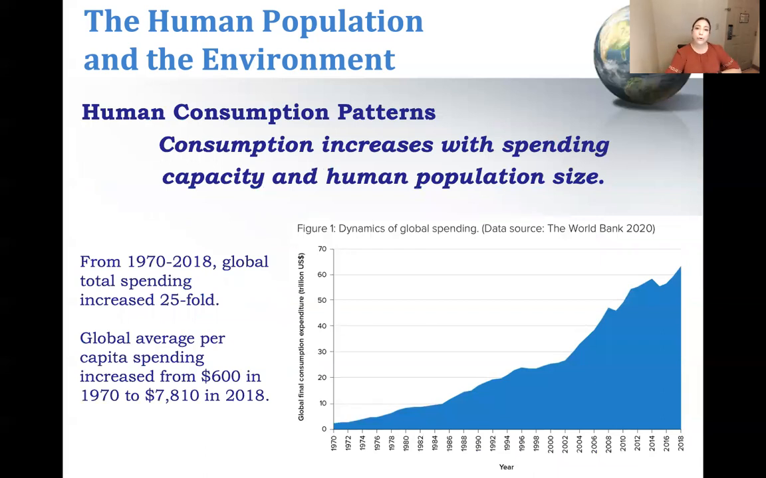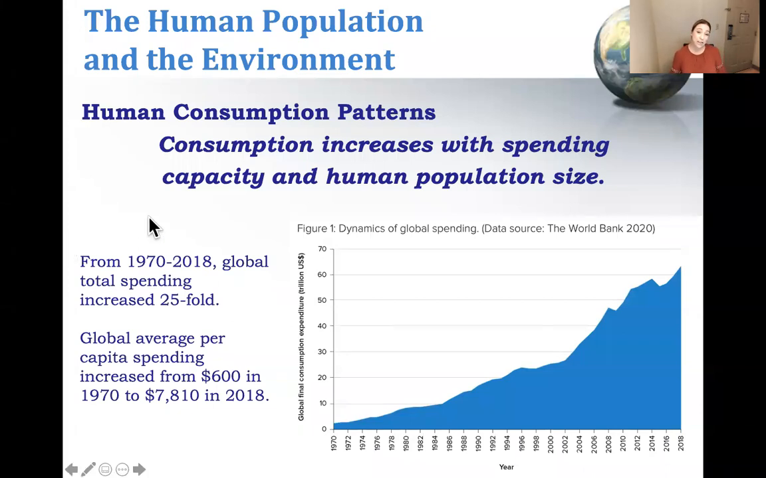Okay, so the next few slides are going to show you consumption patterns. Okay, so remember what I said about consumption. So let's look at this. This graph right here is looking at global spending, and most of this is directed towards consumption. So consumption increases with spending. Wealthier countries consume more goods.